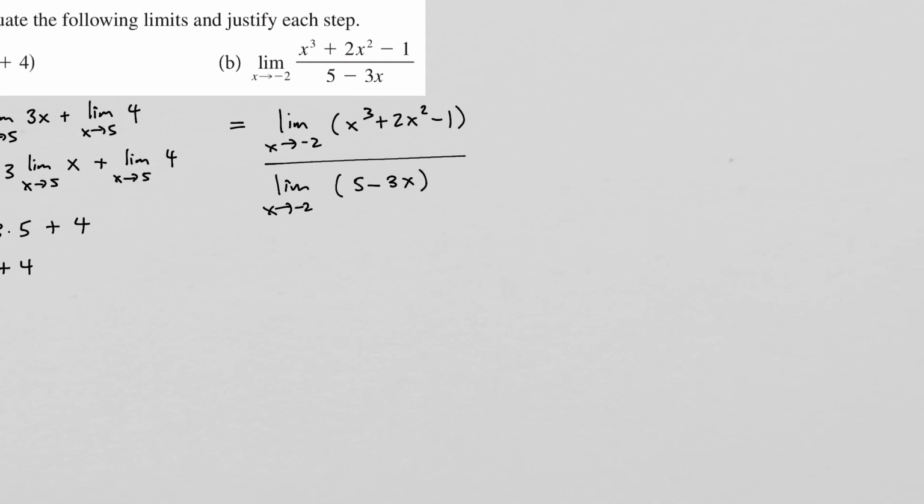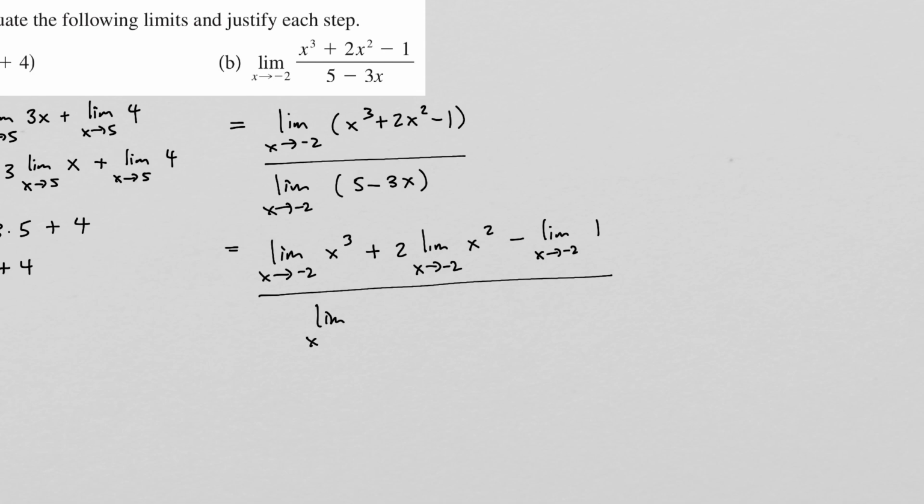The limit of the top we can now break apart, so we have the limit as x approaches negative 2 of x cubed plus, and then now I'm going to take the limit of the second term, and simultaneously I'm going to factor out the 2, so we get 2 times the limit as x approaches negative 2 of x squared, and then minus the limit as x approaches negative 2 of 1. In the denominator, I have the limit as x approaches negative 2 of 5, minus 3 times the limit as x approaches negative 2 of x.